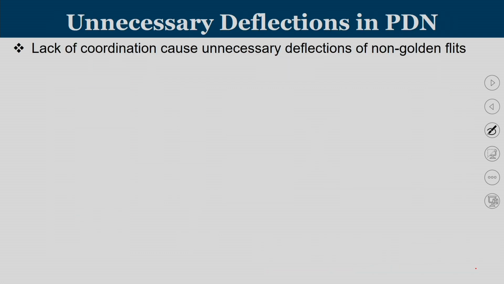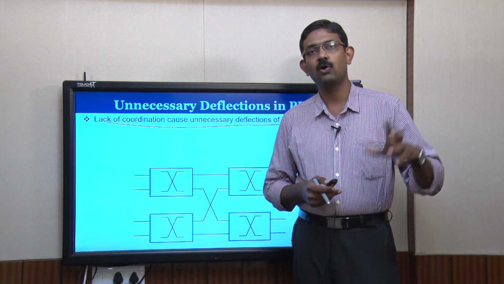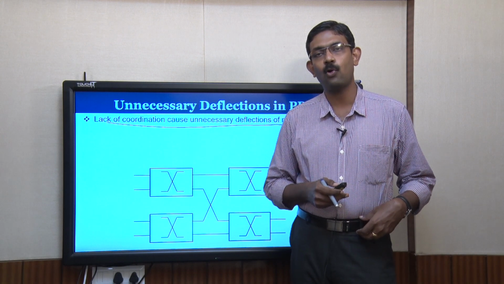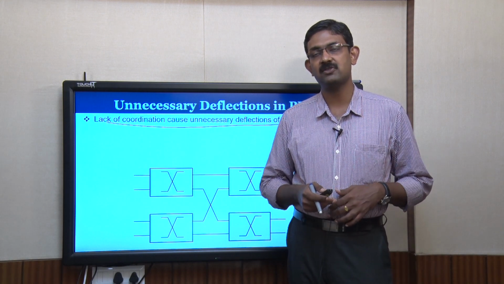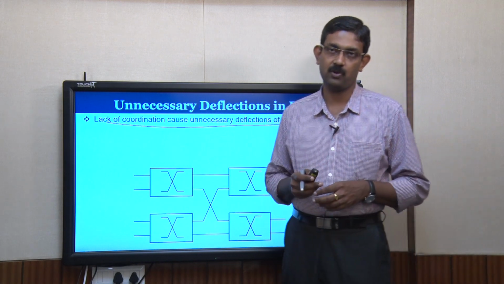Now, the third problem that we see in the conventional CHIPPER router architecture is a lack of coordination that causes unnecessary deflection of non-golden flits. So, we have seen that in the CHIPPER architecture, flits are prioritized by giving a golden status. One of the flits, the highly old flit, is given a status known as golden flit, and the golden flit always gets the productive port.